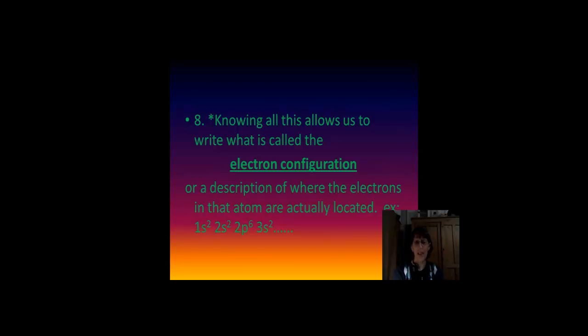And number 8, knowing all of this information, which you will know all before the test, allows us to write an electron configuration, or a description of where all those electrons are. So 1s2, 2s2, 2p6, 3s2. I have this all for you.